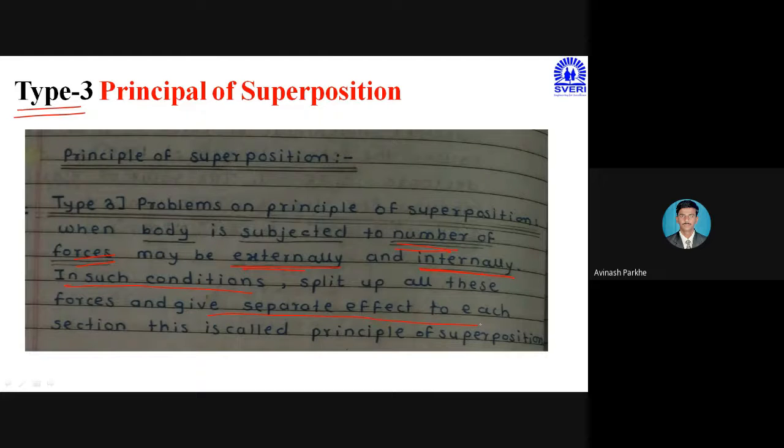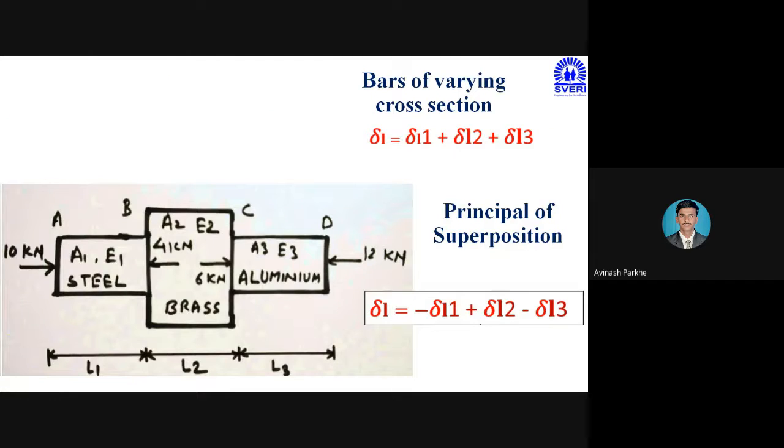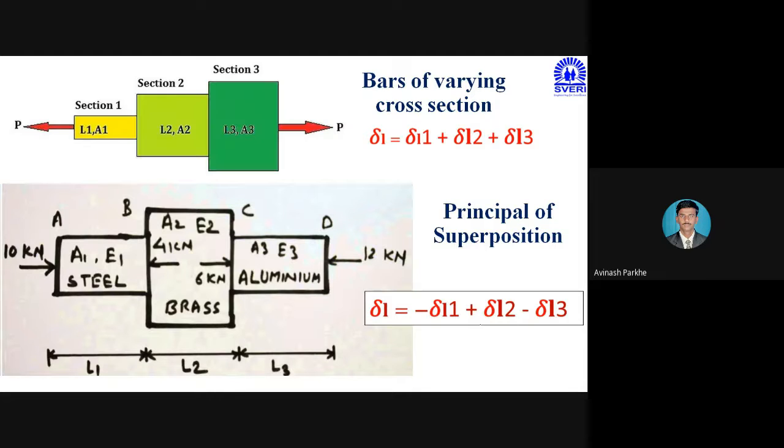And what is the basic difference, that we will discuss now. Now the 2 figures are in front of you. What is the figure present at the top side? Just now we have solved the problem in which a total of 3 sections are there: section 1, section 2, section 3. It is subjected to the external load P. Only one load is applied, which is applied externally. This P amount of force we have considered for section 1, section 2 and section 3. And accordingly we have written the formula: total deformation is equal to delta L1 plus delta L2 plus delta L3.